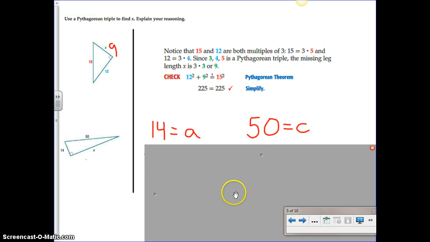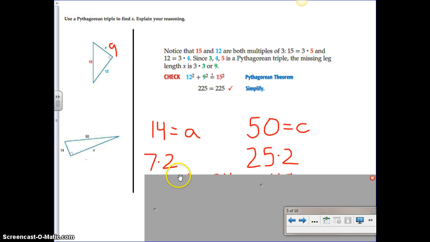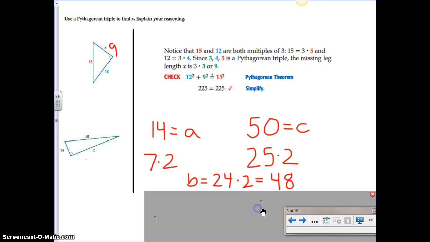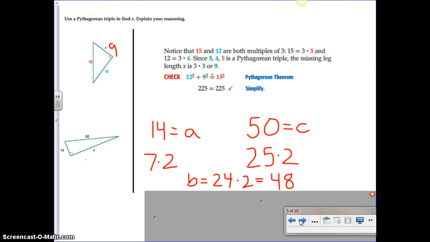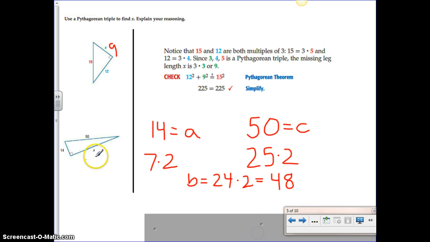So a equals 14 and c equals 50. We take 7 times 2, 25 times 2. If we look back here, we know that 24 is our missing number of our triple. So we can take 24 times 2, which is equal to 48. And if we plug that in here and use the Pythagorean theorem, we can check our answer, and it will check out.